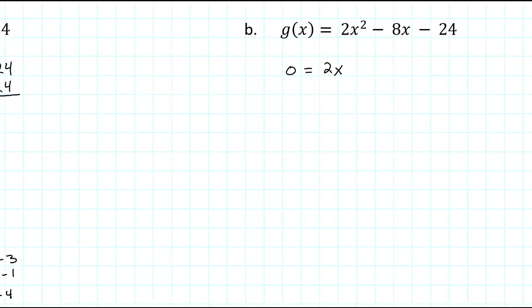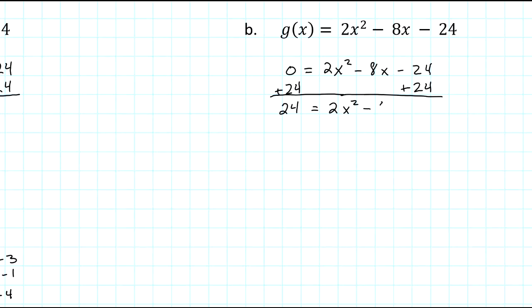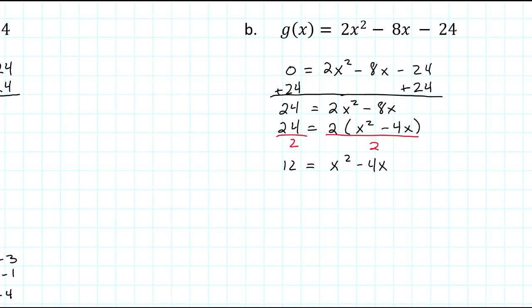So 0 equals 2x squared minus 8x minus 24. I'm going to add the 24 to both sides to get it out of the way. So we have 24 equals 2x squared minus 8x. We can factor the 2 out of the right side, so I have 24 equals 2 parentheses x squared minus 4x, and we'll divide that 2 off of both sides here so that we get 12 equals x squared minus 4x.